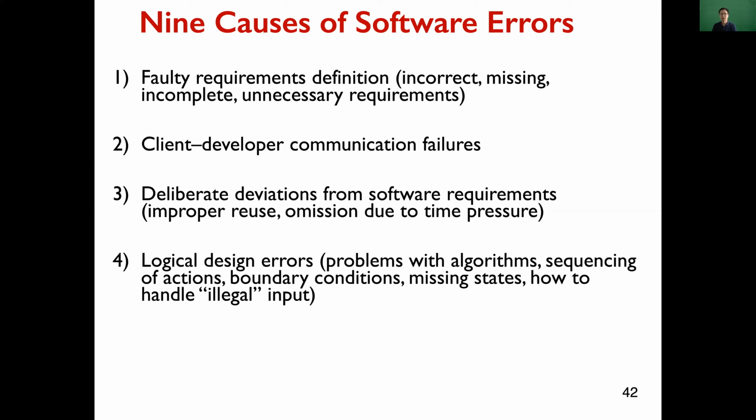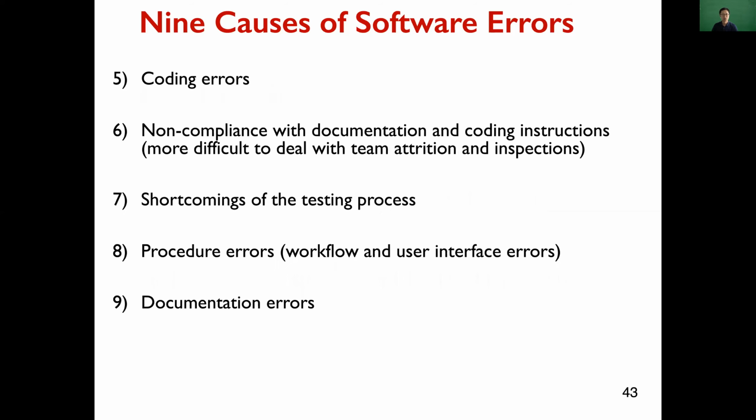So this can be some defect in the design of the algorithm. Maybe use the actions in a wrong order, or miss checking some input values. The fifth category is coding errors. For example, using a different API or using one API incorrectly, or making a typo.